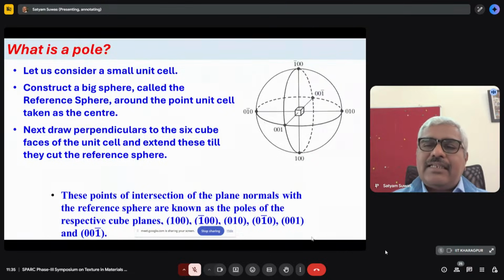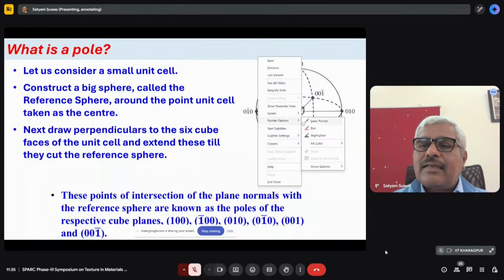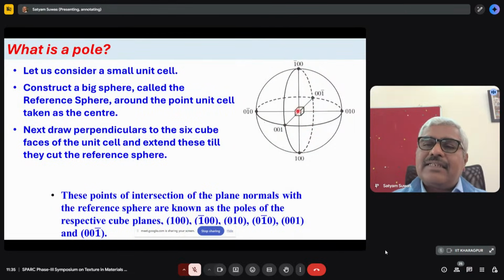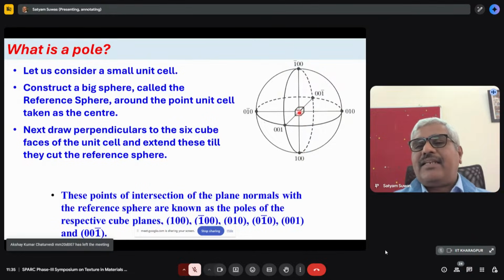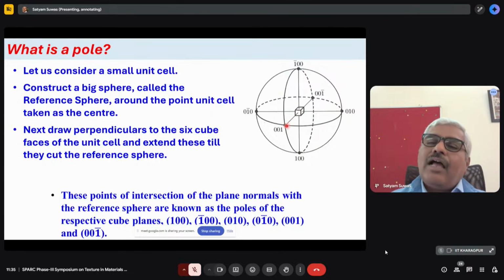So basically, in this diagram shown here, we can see that there is a crystal placed at the center of a sphere, right? So let's consider a big sphere and put a crystal at the center of the sphere and draw a normal to the plane. Normally it will hit somewhere on the surface of the sphere. If there is a cuboidal body or cubic body at the center of a sphere and you draw a normal to it, it will hit somewhere at the surface of the sphere, right?